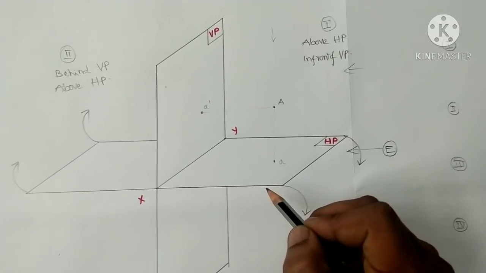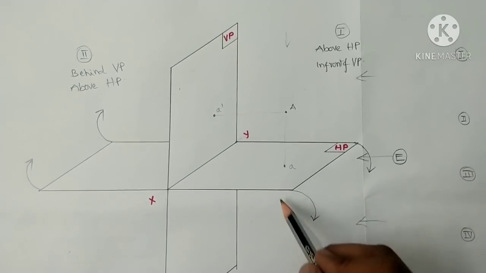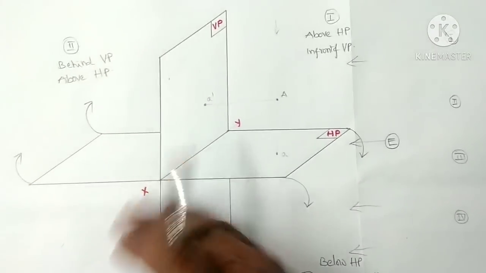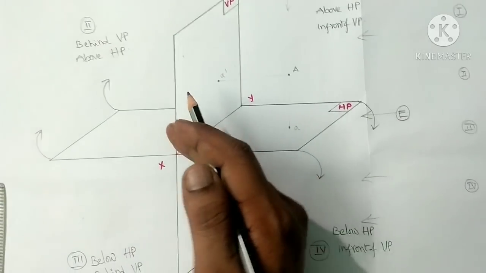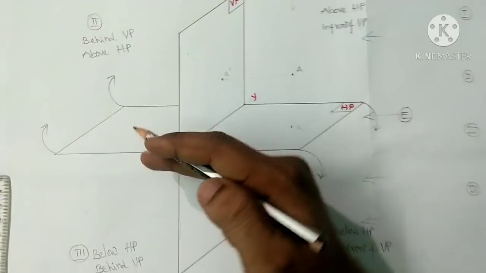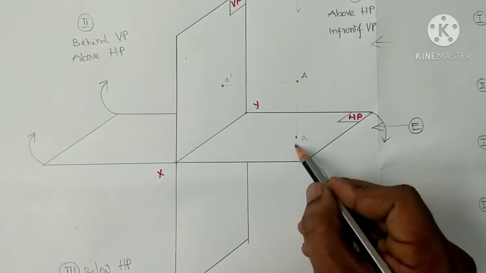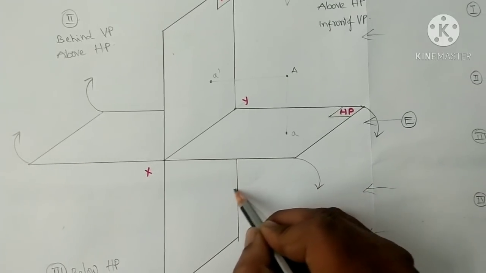As I said, we should convert this 3D geometry into plane geometry. That time this horizontal plane is coming towards the bottom end. That means downwards we have to rotate the horizontal plane. That time point A also moves downwards. In this way this one is moving downwards.